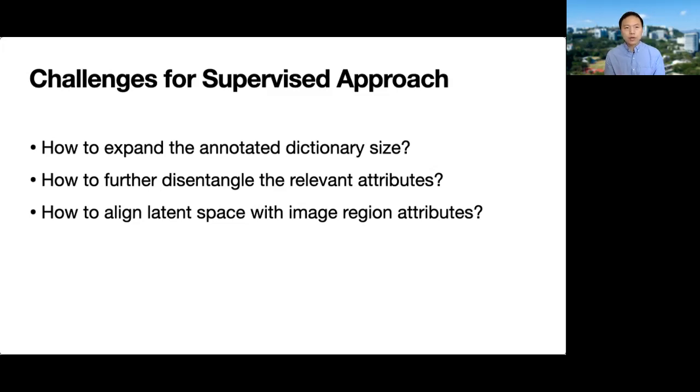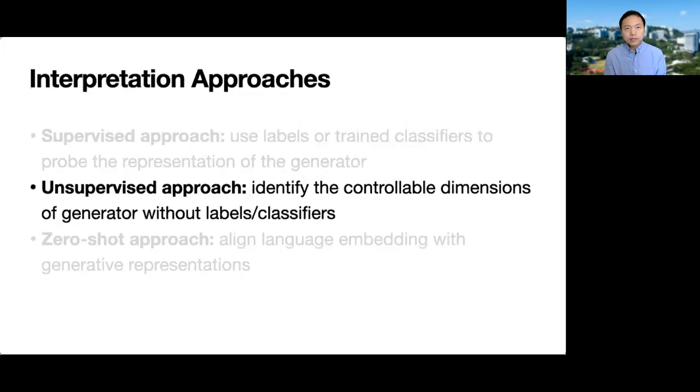The third question is how to align the latent space with image region attributes, because the latent vector is just vectors. So there are no spatial relations between these latent vectors. But in a lot of cases, we want to control some image regions. Then how can we build this spatial relation between the latent vector and the image regions is an unsolved problem.